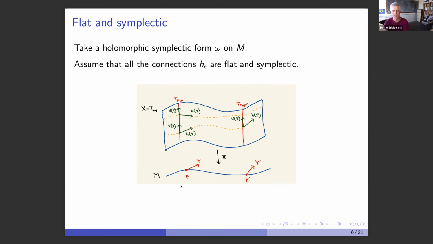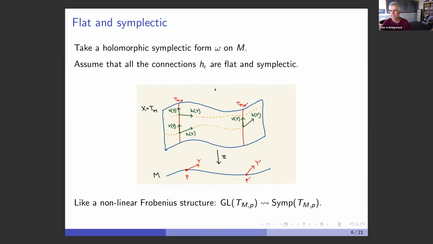So that's pretty much it. What I should say is that the condition that these guys are symplectic, it's enough to check it for just the original H, because adding V won't change that. If you integrate V, you're just getting translations of this fiber, and those certainly preserve the symplectic form. But asking that H epsilon are flat for all epsilon is non-trivial. You need to check that for all of them separately.